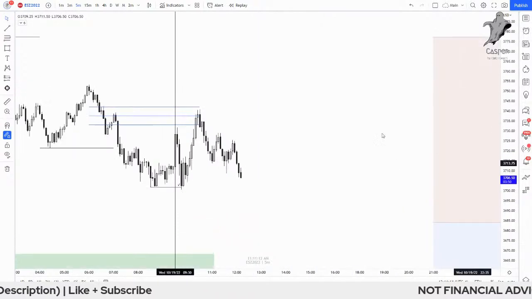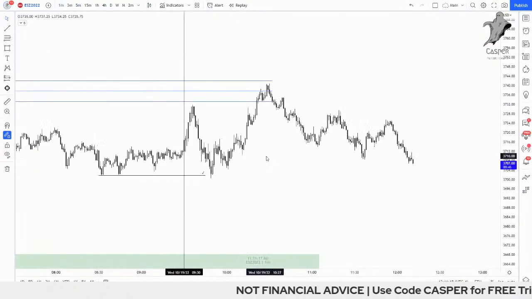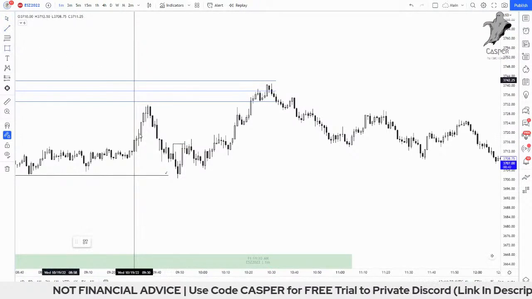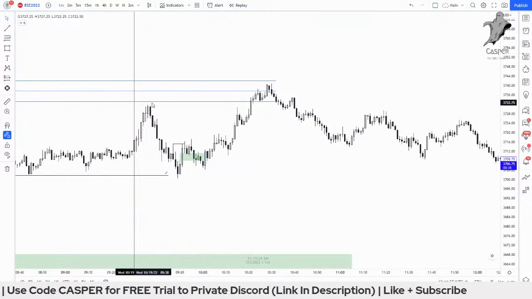So at that 9:30 open, we had that push down into that low. Very clean entry model here. Displacement, shift in market structure, fair value gap entry, very clean. Could have just taken it to the high.